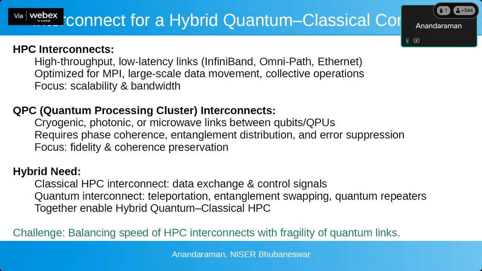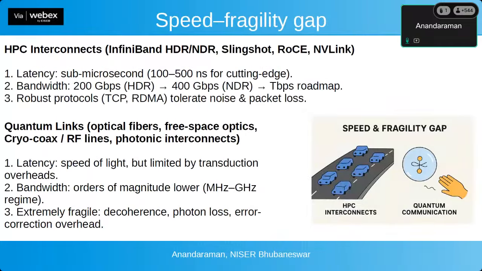So we must balance the speed of the HPC interconnect with the fragility of quantum links. Quantum links are very fragile. So this is the speed and fragility gap. The HPC interconnect is like a good toll road with 8 lanes, and the cars are running at 100 kilometers per hour. But quantum communication is happening like a bubble. With a small disturbance, the bubble will burst. So we should be very careful here.